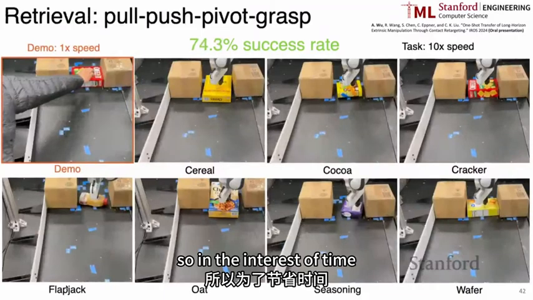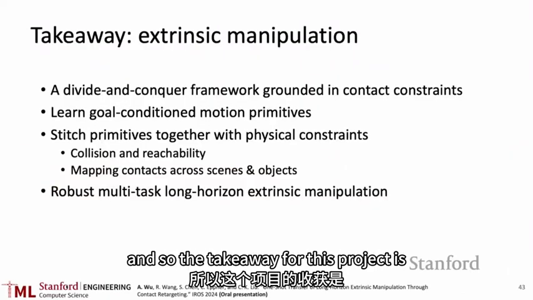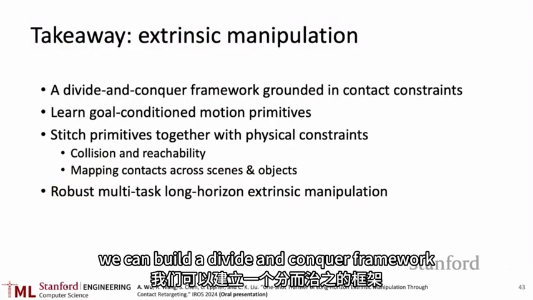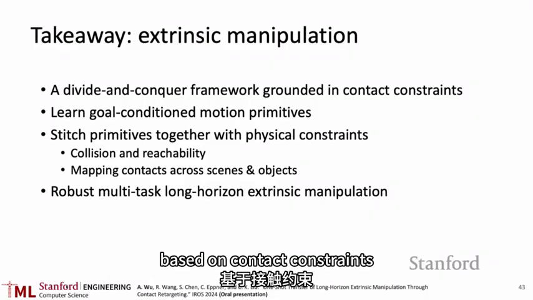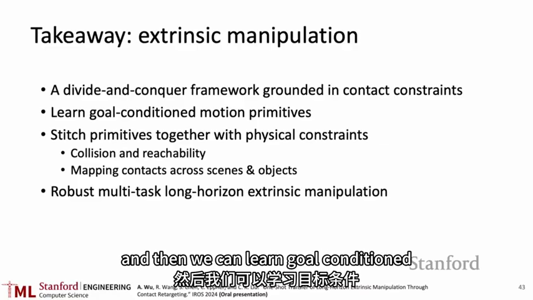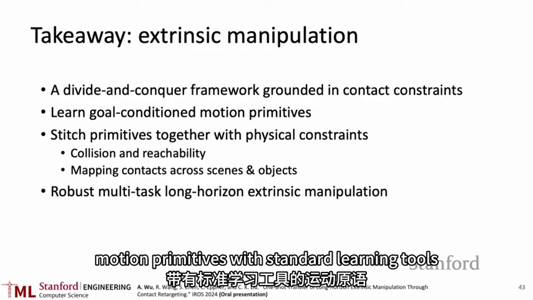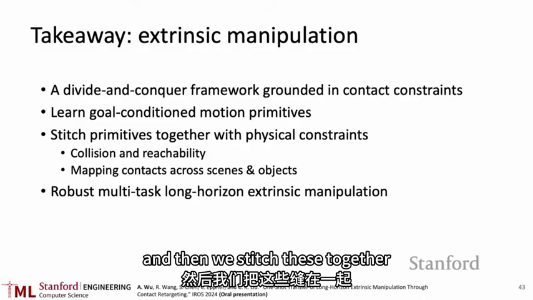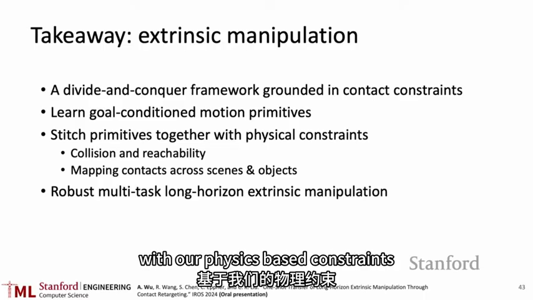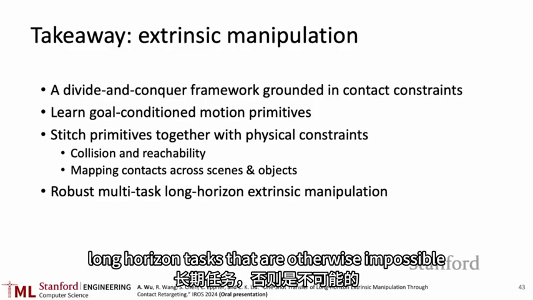In the interest of time, I'll fast forward this part. The takeaway for this project is we can build a divide and conquer framework based on contact constraints using physical models. We can train goal-conditioned motion primitives with standard learning tools, and then we stitch these together with our physics-based constraints and achieve long horizon tasks that are otherwise impossible.